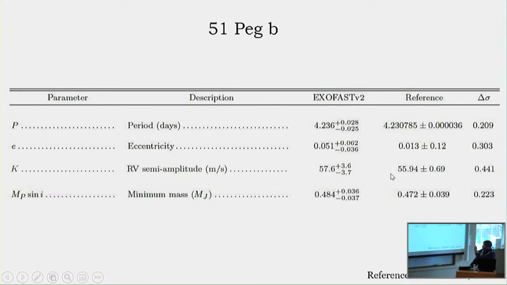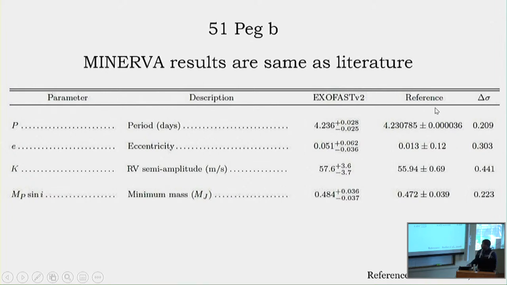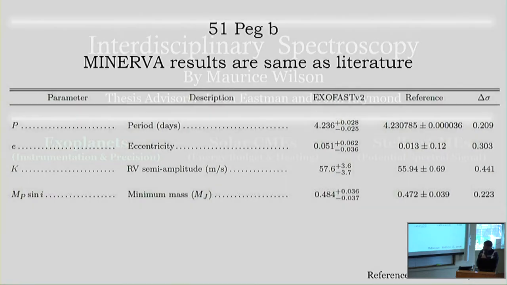And you don't need to focus on these numbers. Just know that these numbers are similar or within one sigma of the literature that we already know of. 51 Peg b is a well-known exoplanet, well-studied. So we were just comparing our results to what's already known in the literature. And seeing that it's the same, our spectrograph can produce precise and accurate radial velocity measurements.